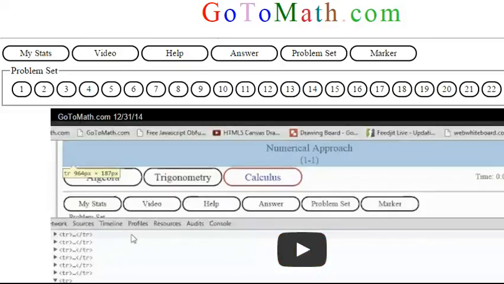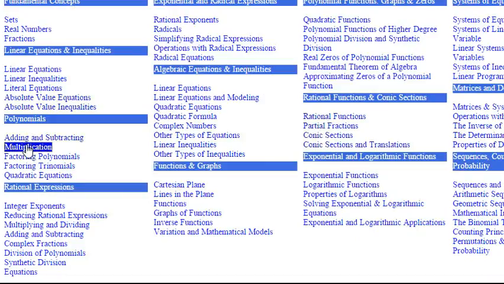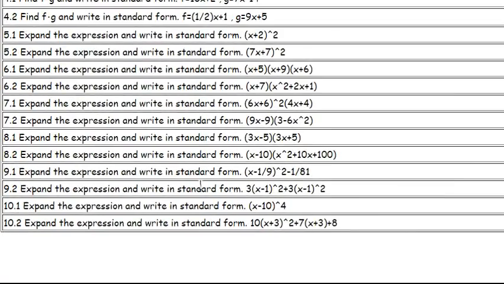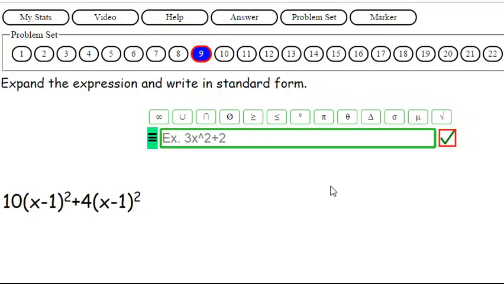Hey, we're over here at gotomath.com. Click on the algebra. Let's go down to multiplication. And it looks like 9.2 maybe. Hopefully that's what we're supposed to be doing. I think it is. So I'm going to need to scribble this down here. We have 10 times x minus 1 quantity squared plus 4 times x minus 1 quantity squared.